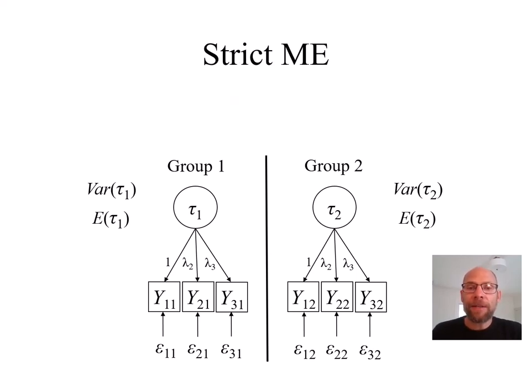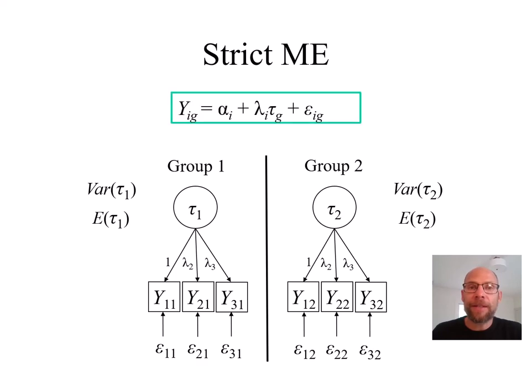Finally, there is strict measurement equivalence. Strict measurement equivalence implies the same restrictions with regard to the intercepts alpha and the loadings lambda. So those are still equal across groups. And now in addition to that, we also make the assumption that there's a common error variance for a given variable. So variance of epsilon i g is equal to variance of epsilon i. So we can drop the index g for all i and for all g. So for a given variable, the variance of epsilon, for example epsilon 1,1, would be the same as the variance of epsilon 1,2.